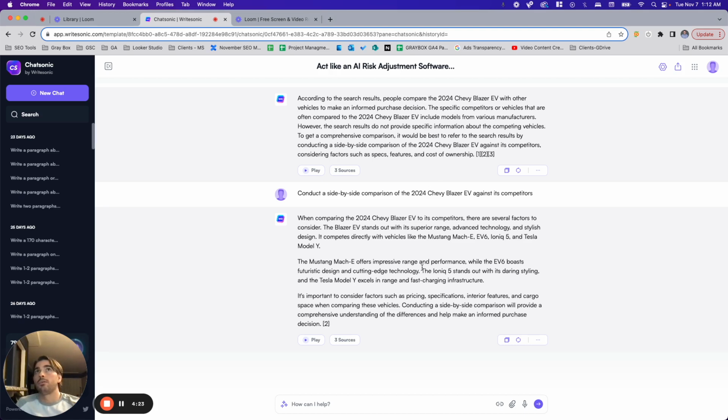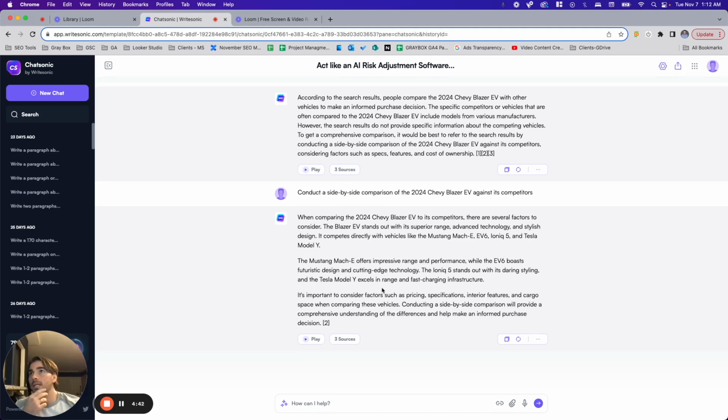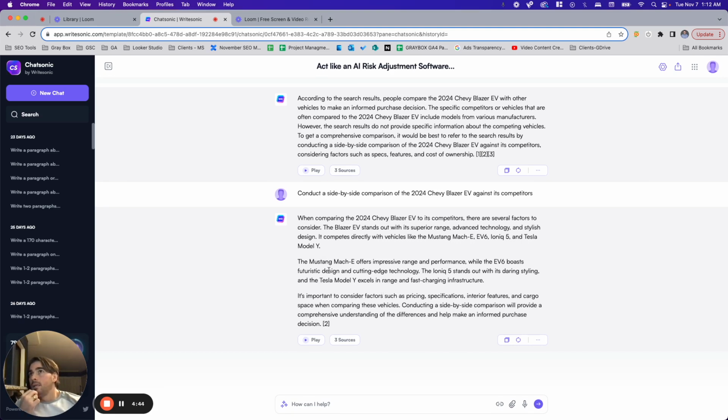Since we're in 2024 models, I could see this being an issue of it not having lots of information available online for it to take and write stuff with. But let's read this. I actually haven't read it yet. Not all of it. So it looks like it's comparing it to the Mustang, Ioniq, Tesla Model Y. That's fine. And then we should just verify this.